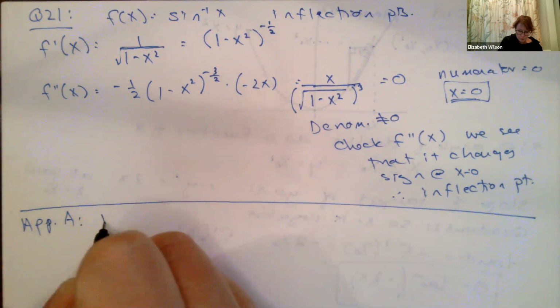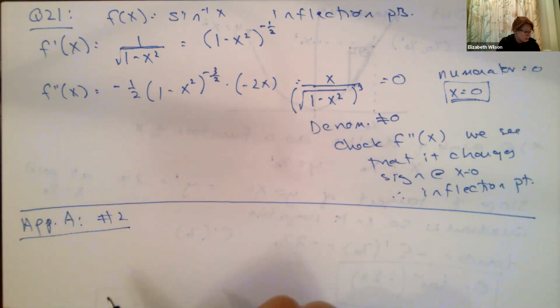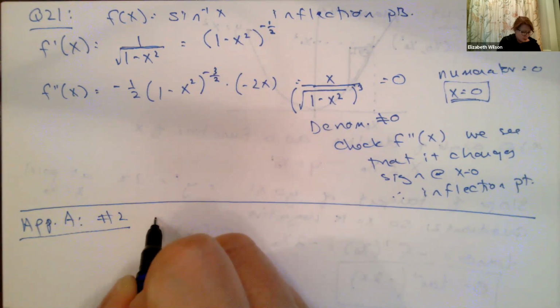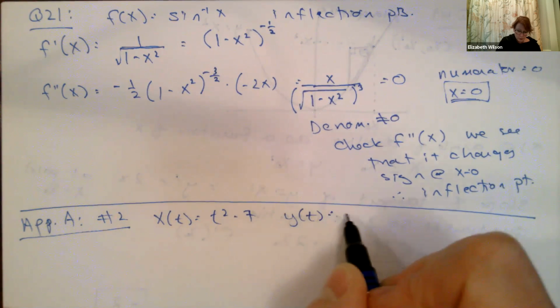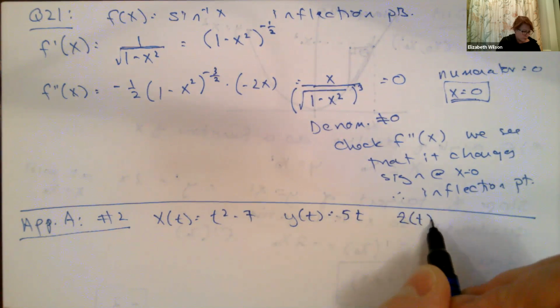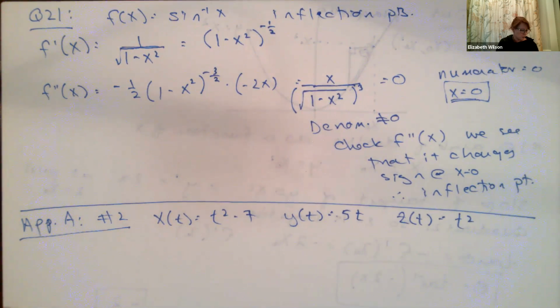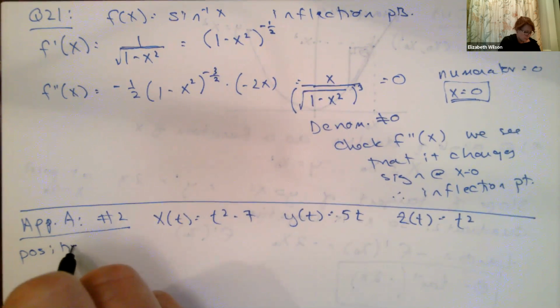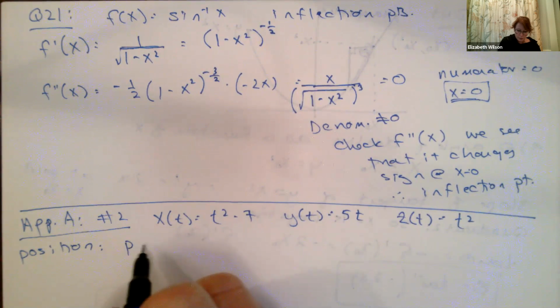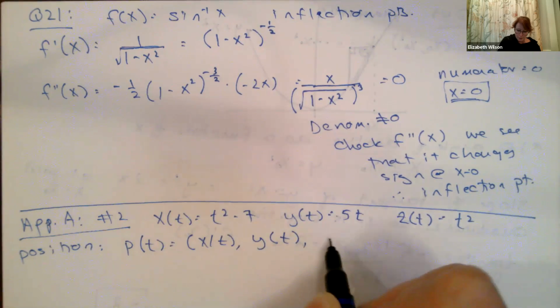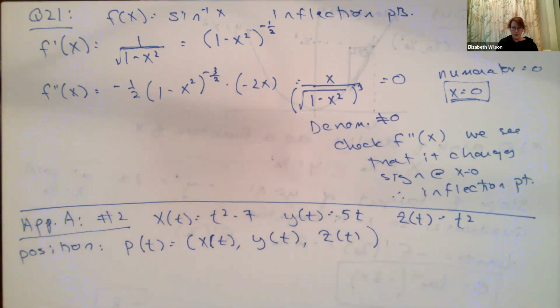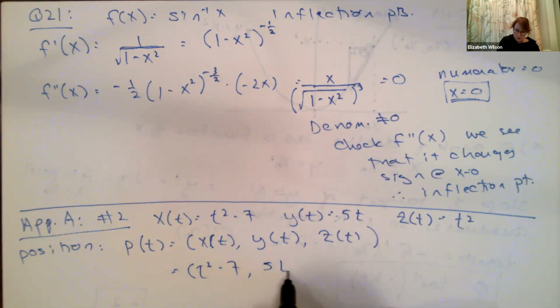The first question is number 2. Okay, so Appendix A, question number 2. Let me write down what the problems are. x of t equals t squared minus 7, y of t equals 5t, and z of t is t squared. So this is a three-dimensional function. If I talk about my function, it looks like it's going to be position, a position function, which is x of t, y of t, z of t. So that means it's t squared minus 7, 5t, t squared.